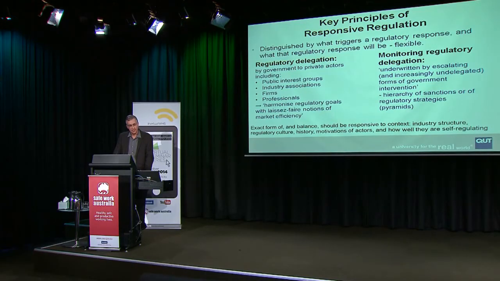And there are two really key ideas that you need to understand to properly understand responsive regulation. The first is the notion of regulatory delegation, and the second is the notion of monitoring that regulatory delegation with an escalating intervention by the state. So let me go through those two key ideas a bit more slowly. Firstly, responsive regulation involves delegation of regulatory functions to private actors. These private actors can be public interest groups, trade unions, for example, industry associations, individual firms, or independent professionals.